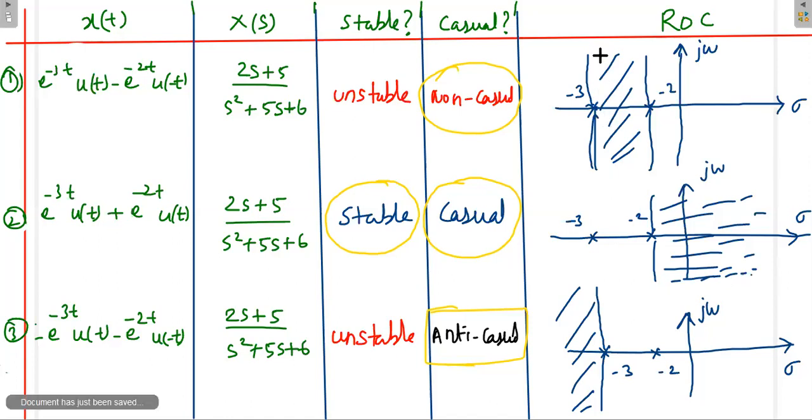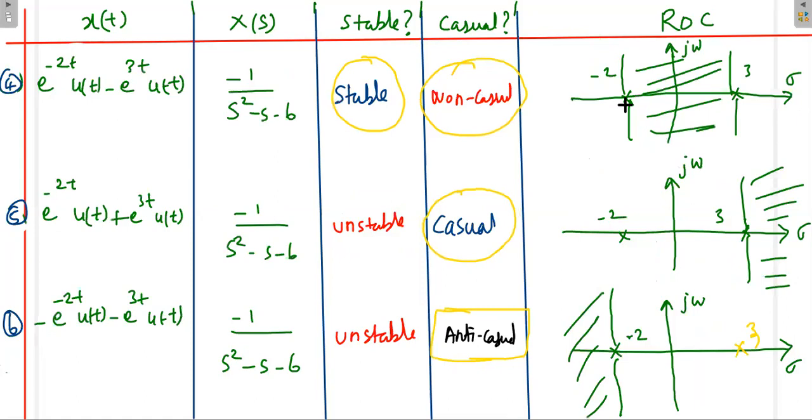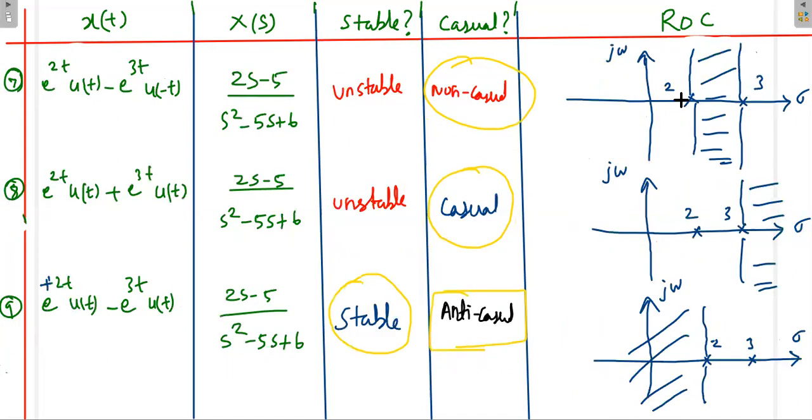If you concentrate on -3, the ROC goes towards the right, to the right side of the pole -3. But if you concentrate on -2, the ROC is going towards left with respect to -2. That means your signal consists of both a right-sided signal and a left-sided signal. That's why it becomes non-causal. Again here the same concept: due to non-causality, the ROC is in between some defined numbers, that is -2 and 3, and here between 2 and 3.